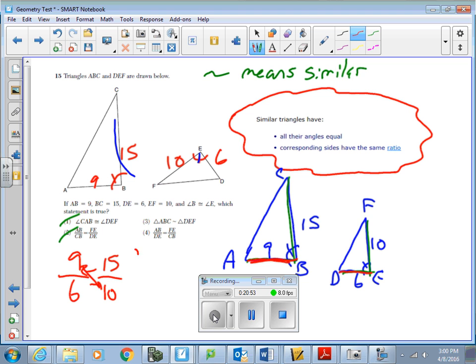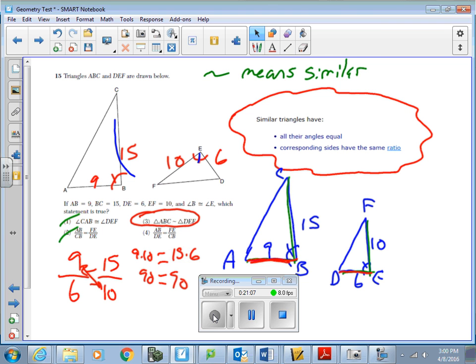So we have, does 9 times 10 equal 15 times 6? Well, 90 does in fact equal 90. That means that these must be similar triangles. And you can check the last one, but that one is not going to work either. Okay? So that's it. Hopefully you wrote down everything, and we'll be able to go over more later on.